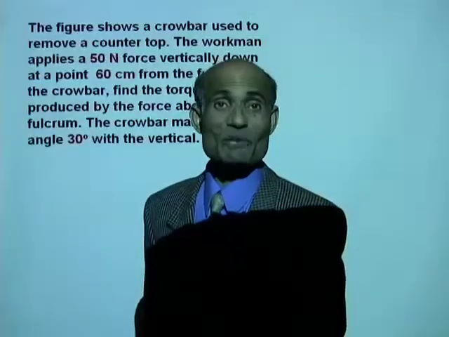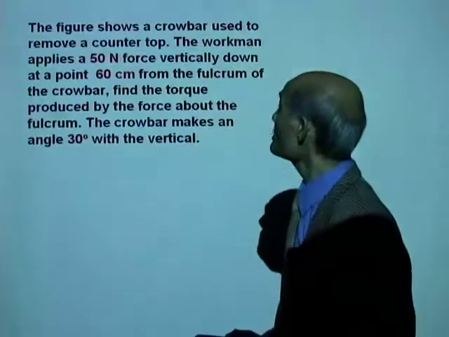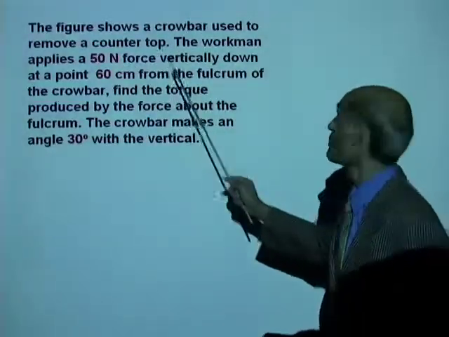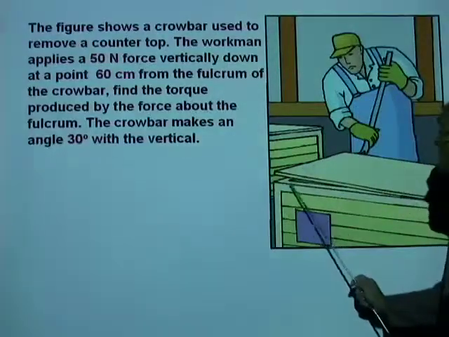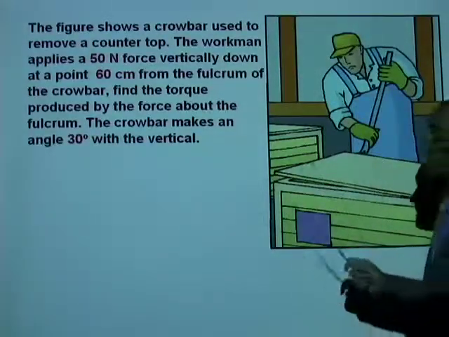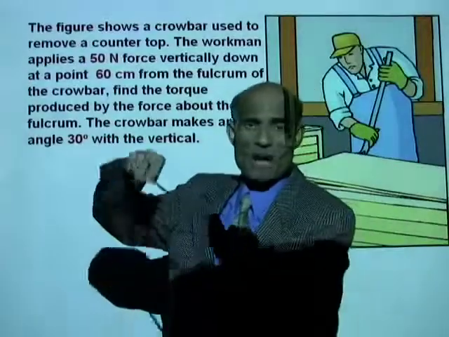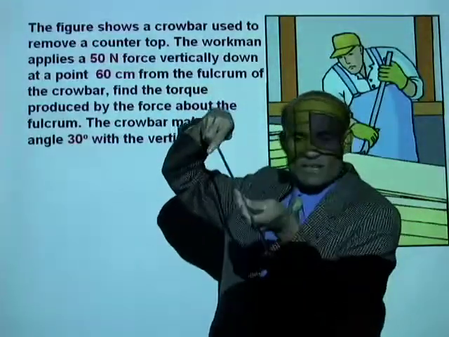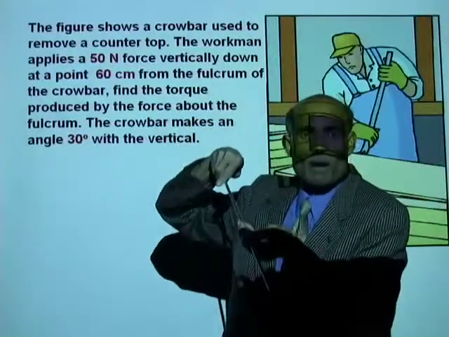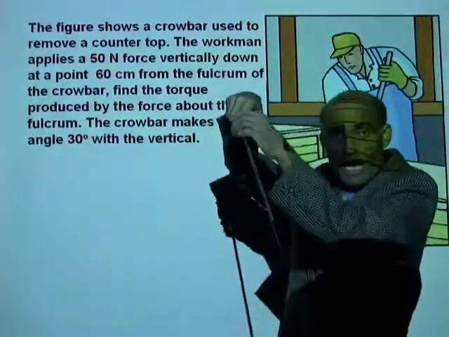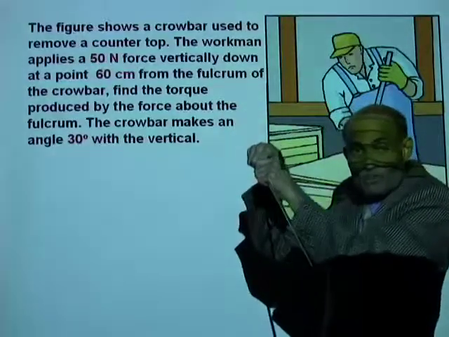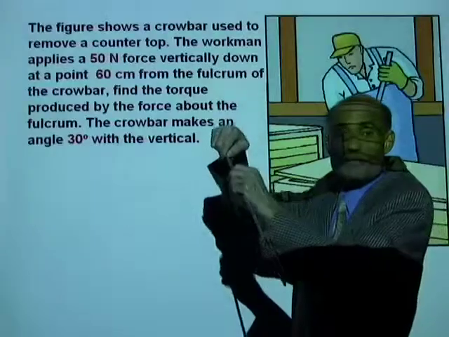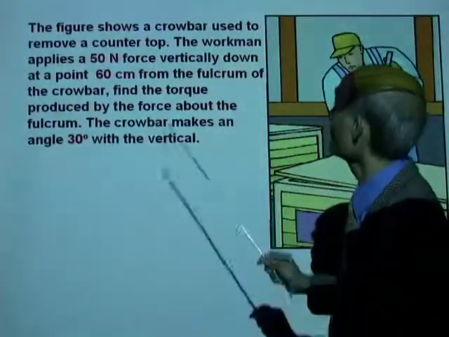Okay, let's now look at a problem. The figure shows a crowbar used to remove a countertop. Very familiar example, is that right? This is the countertop and you use a crowbar, which has a bent end. I can insert the bent part under the counter and apply a force directed downward to produce a rotation. That means I am producing a torque.